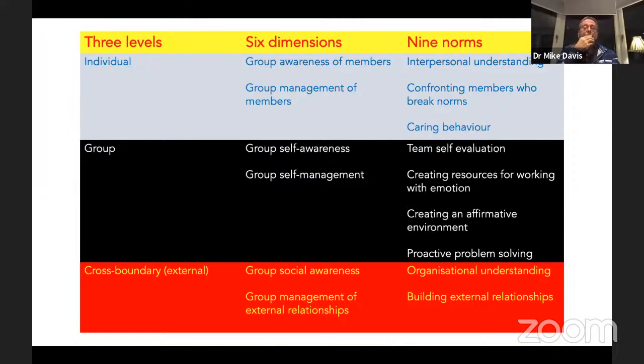And I just want to revisit a slide that I introduced a few webinars ago about the nature of norm formation in effective groups and teams. And effectively what we were describing on those occasions is that you've got three levels of normative behavior: the individual, the group, and the cross-boundary. You've got then these 6 dimensions, and arising from those are the 9 dominant norms that we focus on to create an effective environment within a team.